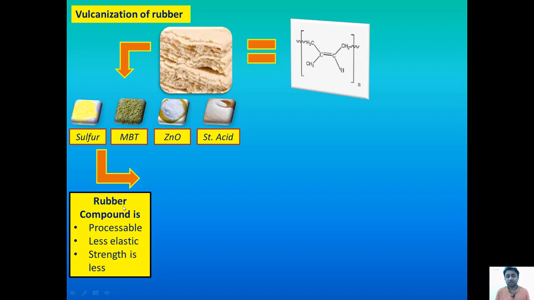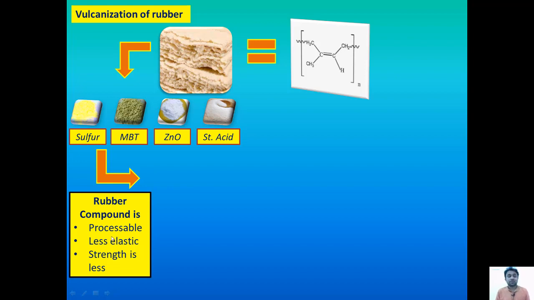Once we mix these materials, sulfur, MBT accelerators and activators, with rubber, what we get is called a rubber compound. It is more processable, meaning flowing. It can flow under pressure and temperature, so we can use it to make different shapes. If the product shape is different, we can mold this compound because it is processable, easily flowing under temperature and pressure.